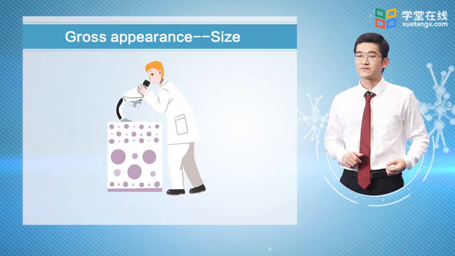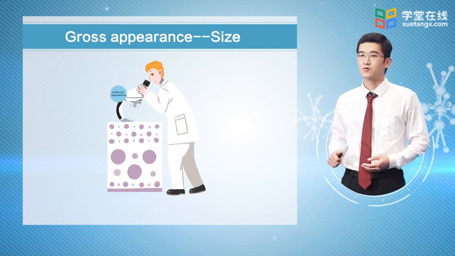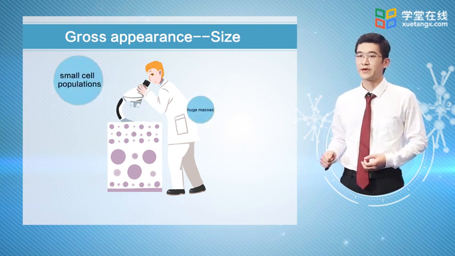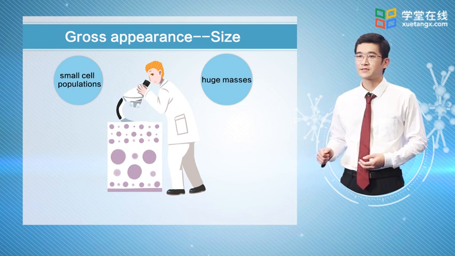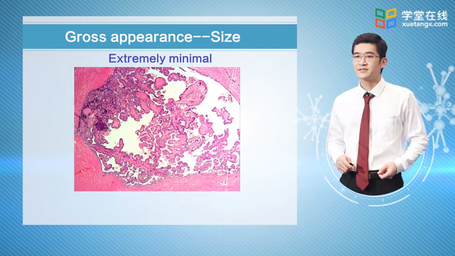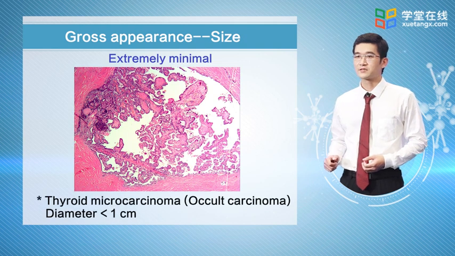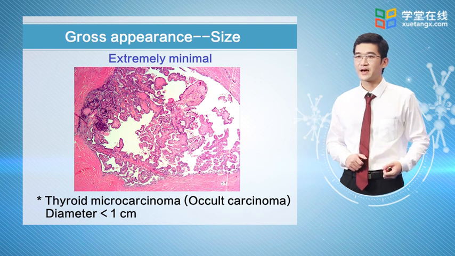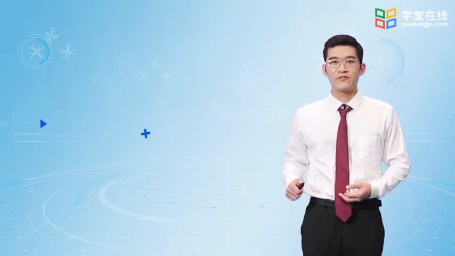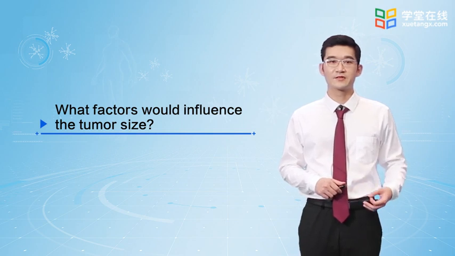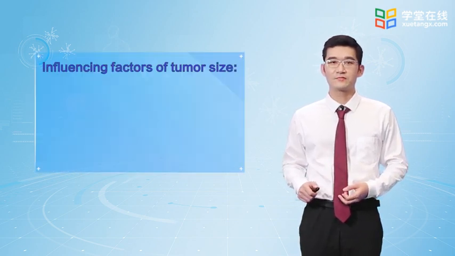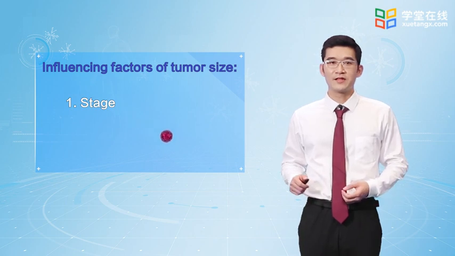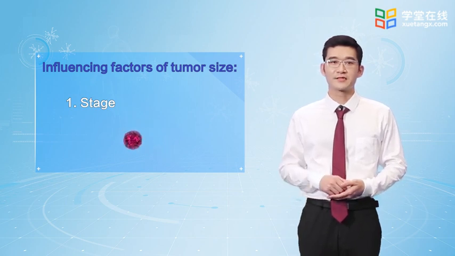Tumor may range in size from small cell populations that can only be seen under the microscope to huge masses, measuring many centimeters in diameter and weighing many kilograms. As we can see in this microscopic image, the thyroid microcarcinoma is too small to be visible by our naked eye. We can only identify it under the microscope. Have you ever thought about what factors would influence the tumor size? In early stage, they are usually small, but they will enlarge as they develop into the advanced stage.